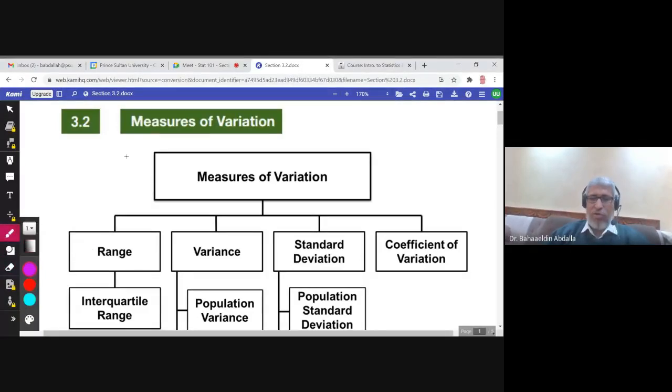This is section 3.2, measures of variation. We studied measures of center in section 3.1, center and location, and here we study measures of variation. For two data sets, they could have the same center, the same mean. The mean of quiz 1 could be equal to the mean of quiz 2, for example. But to get a better vision of the data, you need to talk about the variation.